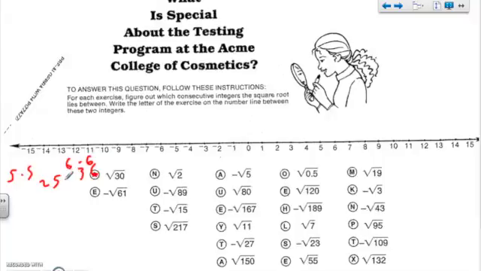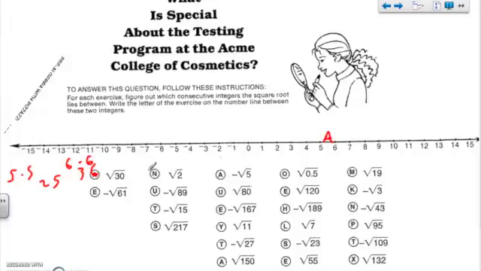Now on this we don't have to figure out what that exact decimal is, we just need to find the two consecutive integers that it's between. So since we've just figured out that this is between 5 and 6, I'm going to come up and I'm going to put my A right here on the number line. And that will help me fill in my riddle. So let's do another one.